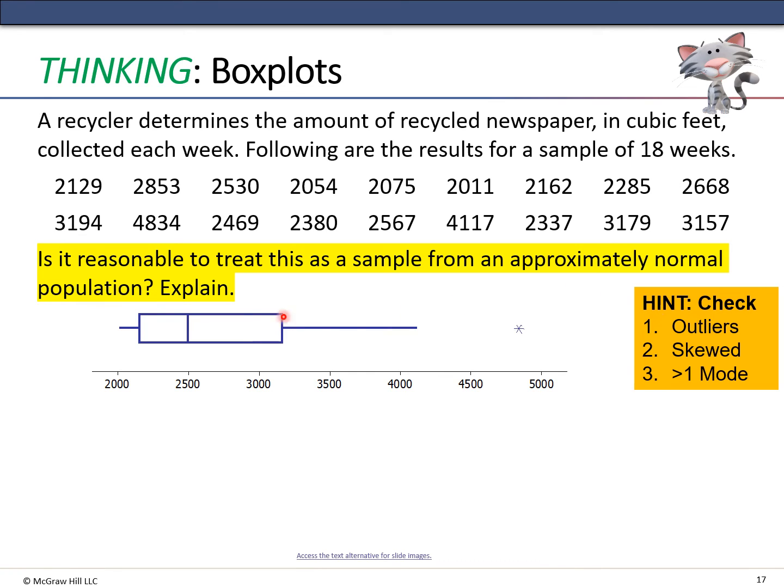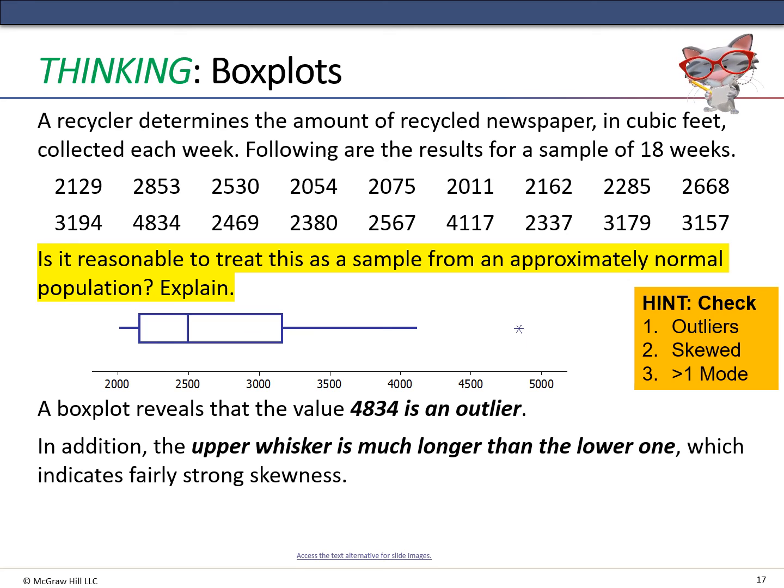In addition, look at the difference in the whiskers. The whisker to the right is really large. Inside the box, the right area is a little bit larger, but the whisker really shows off that there's a lot of skewedness to the right. So although we didn't even have to check the skewedness because we can see there's an outlier, both of those do kind of play in here.